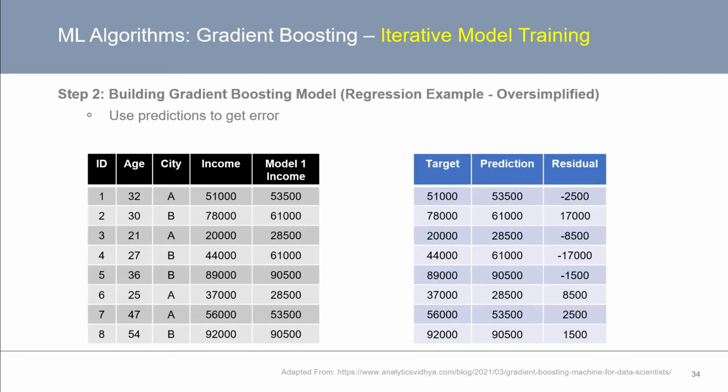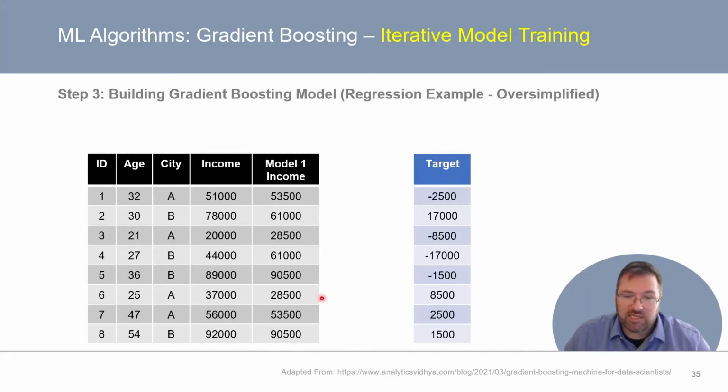In step 2, we use these predictions to get the prediction error for each instance, labeled as the residuals here in this blue column. So for example, 51,000 minus 53,500 is negative 2,500. At this point, these errors or residuals become the target outcome which we will try to predict in training the next weak model. And now we see that we have a new target outcome, which are the residuals of our previous meta model. In step 3, we build a new weak model to predict our new target outcome.